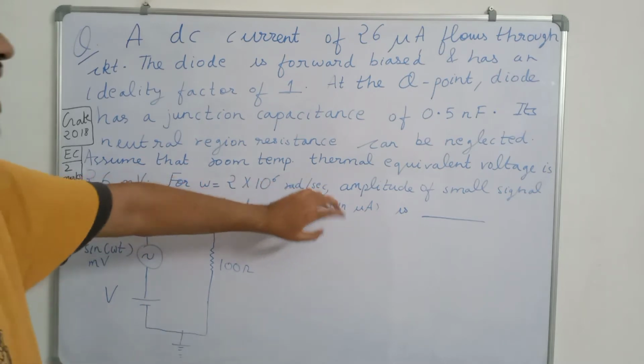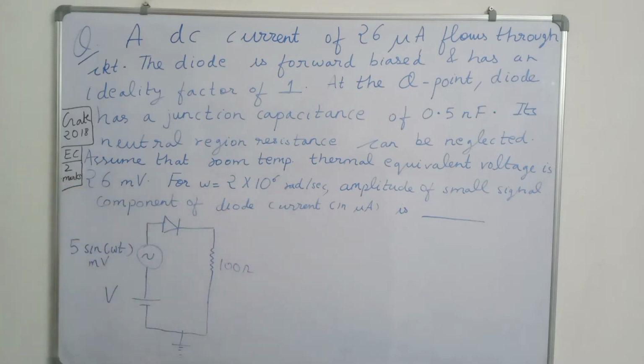Then for omega equal to 2 into 10 to power 6 radians per second, we have to find the amplitude of small signal component of diode current. So this is based on a small signal model of diode. For the small signal model of diode, we have to know the small signal resistance of diode.